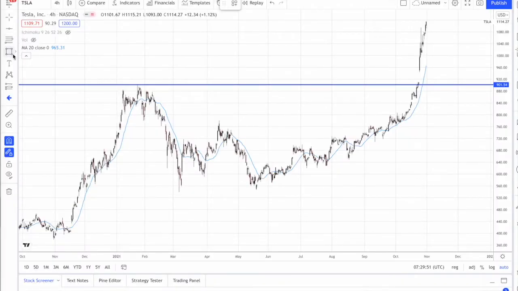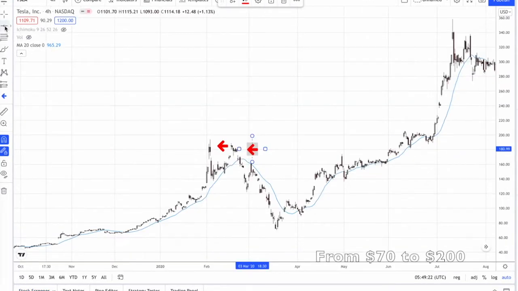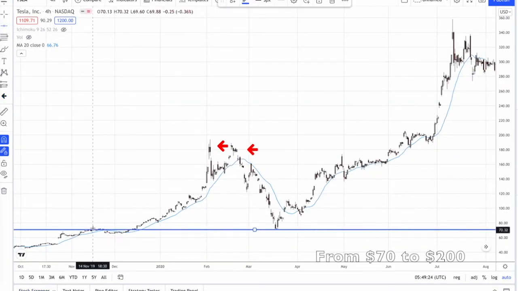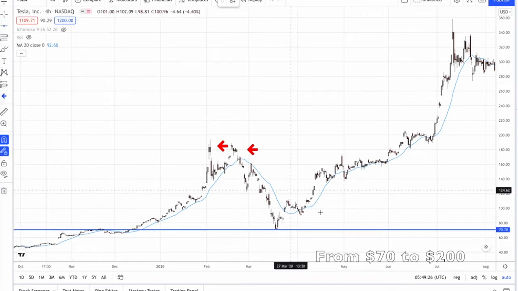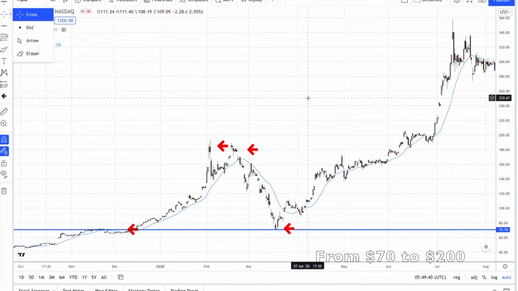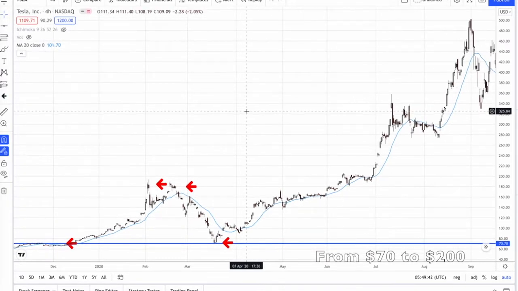So let's look at the chart of Tesla. This is the 4-hour chart. As we all know, price broke above its previous high recently. So before we look at the latest breakout, let's go back to January to March 2020 when Tesla ran from $70 to $200 and then dropped back down to 70 to form a range. Previous resistance became new support at 70.